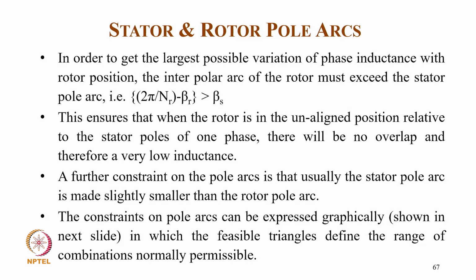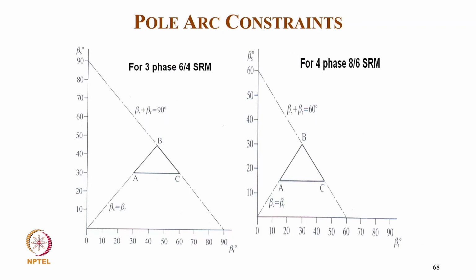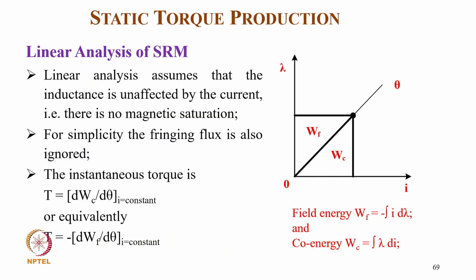A further constraint on the pole arc is that usually the exterior pole arc is made slightly smaller than the rotor pole arc, and the constraint on pole arc can be expressed graphically as shown in the next slide, in which the feasible triangle defines the range of combinations normally possible. And these are typically for 3-phase 4-pole. So you can design the motor within the triangle only, in both the 3-phase as well as 4-phase motor.